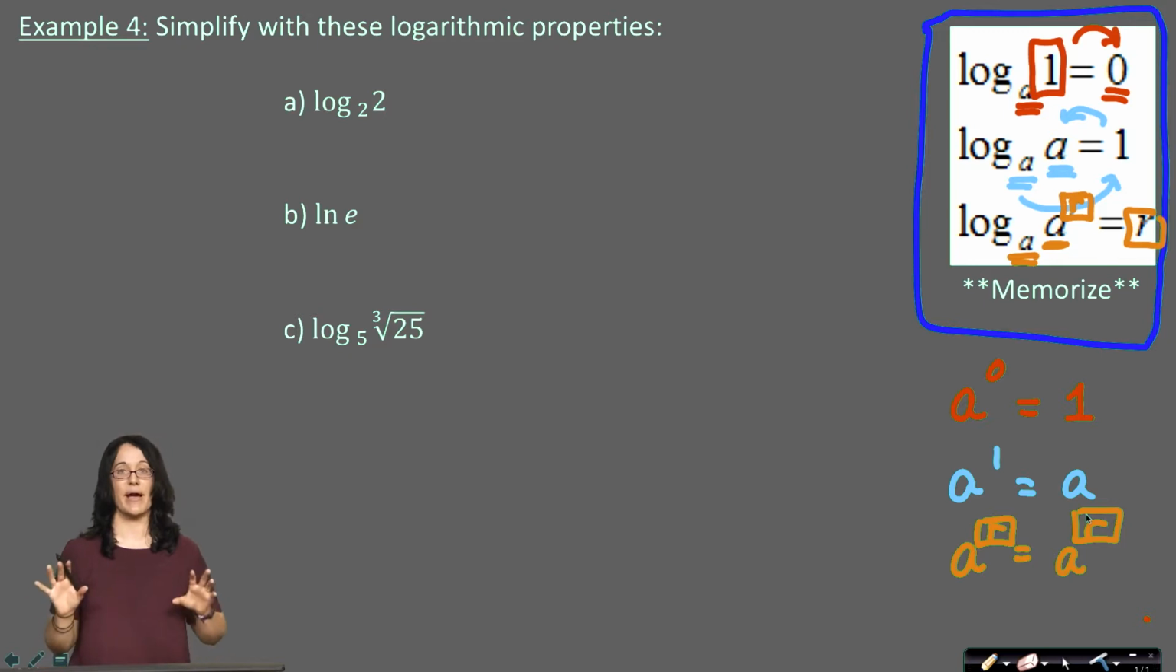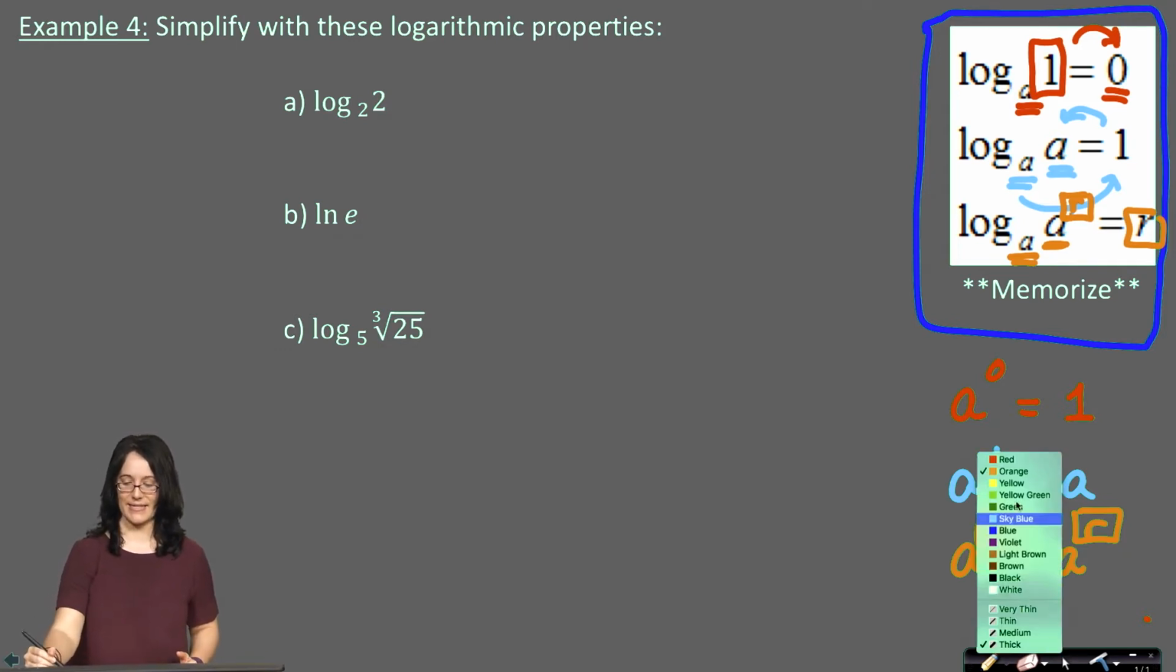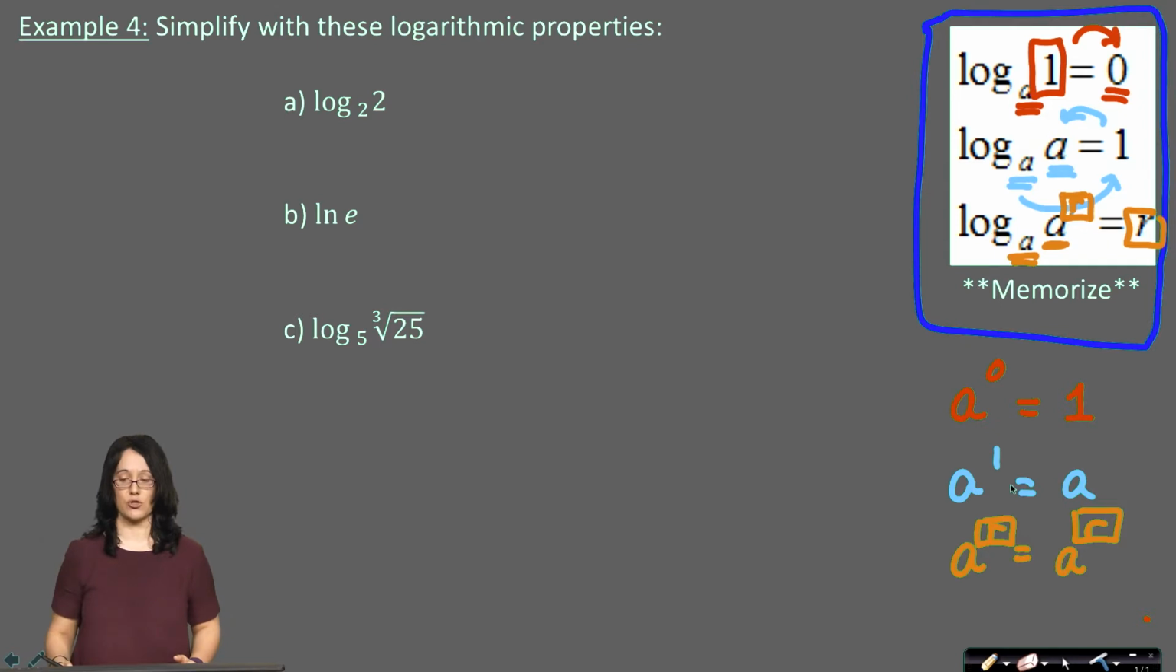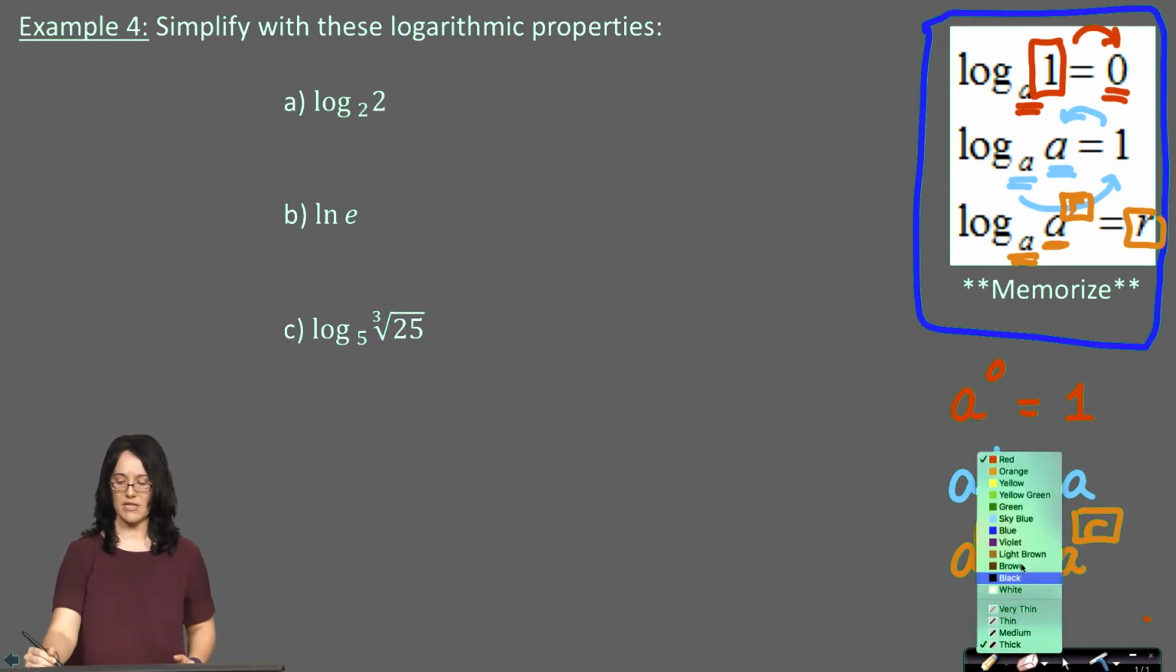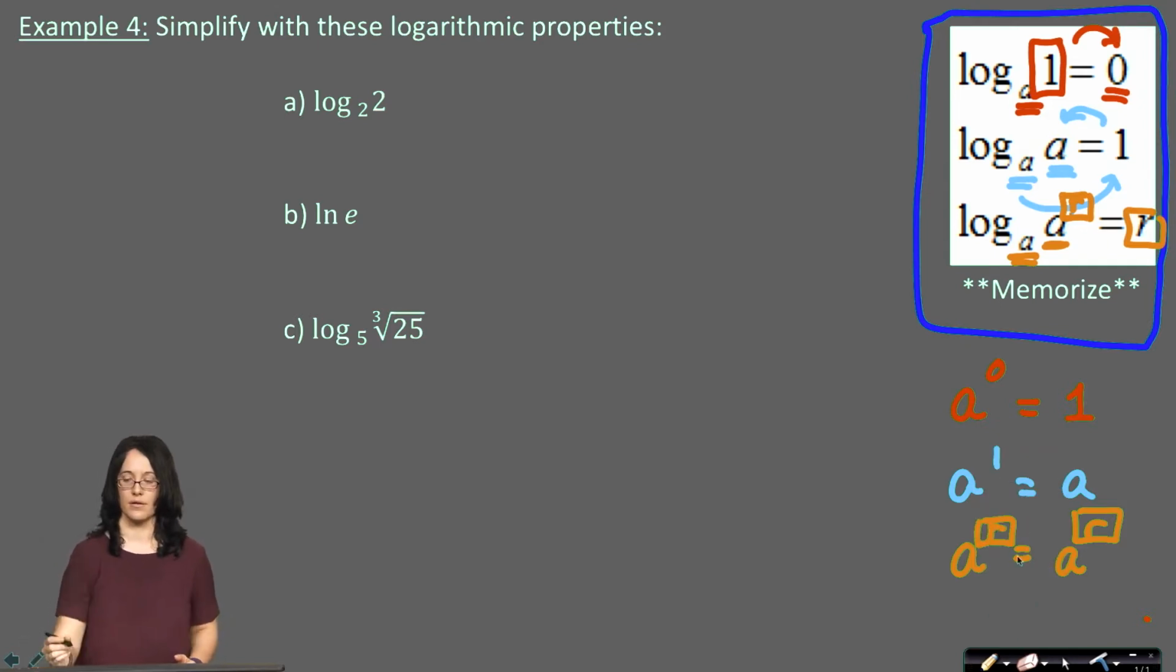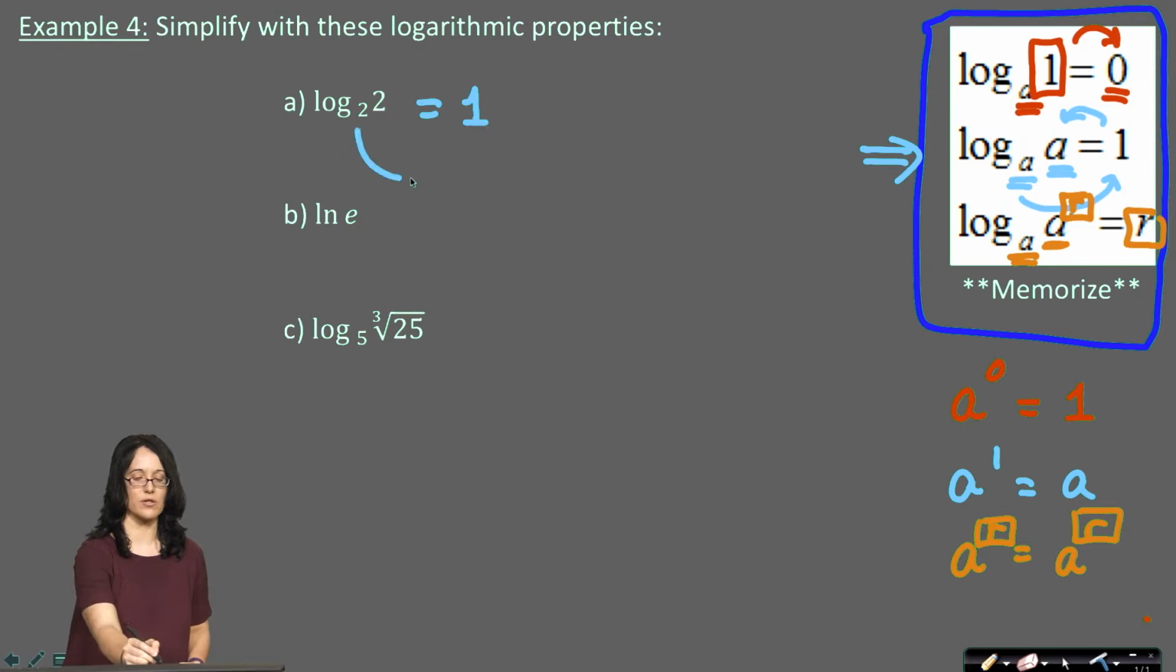So see if you can now by yourself pause the video and apply one of these properties to a, b, and c. Okay, let's see how you did. In a, it says we have log base 2 of 2. So which of these properties am I applying here? If you said the second one, you are correct. The base and the argument matched, so the answer is just 1. Can you see that it works? Is 2 to the 1 equal to 2? Yes, so that makes sense.